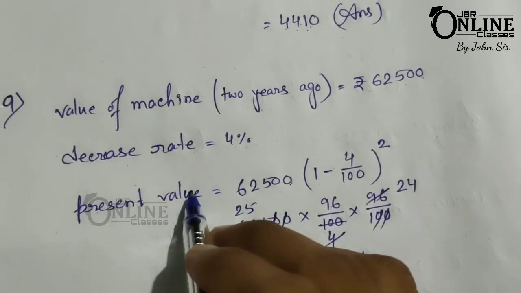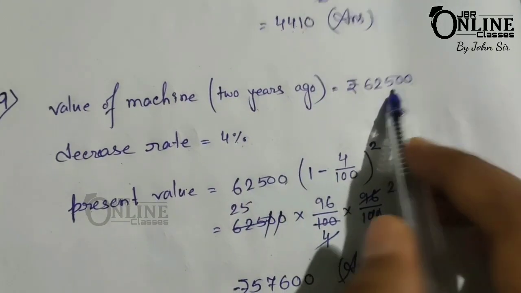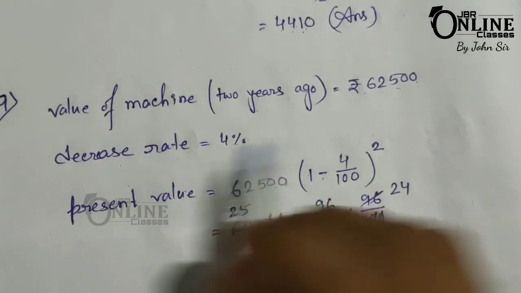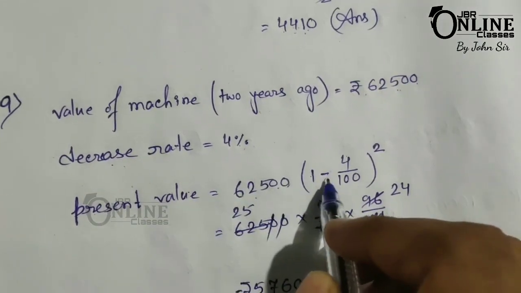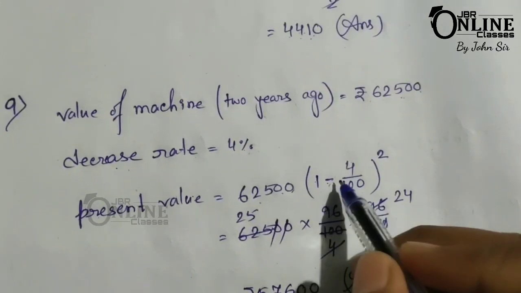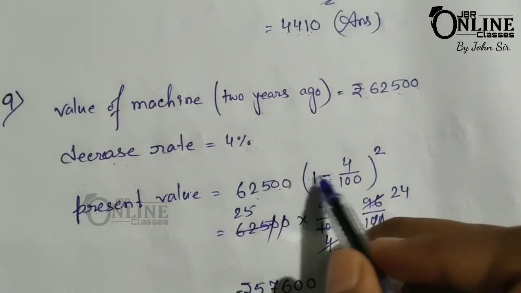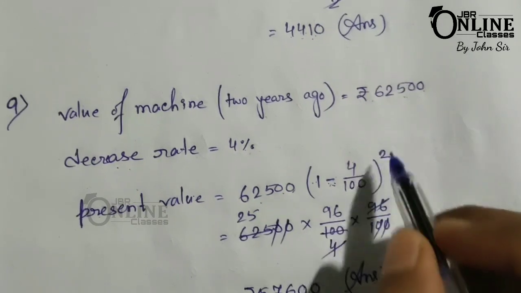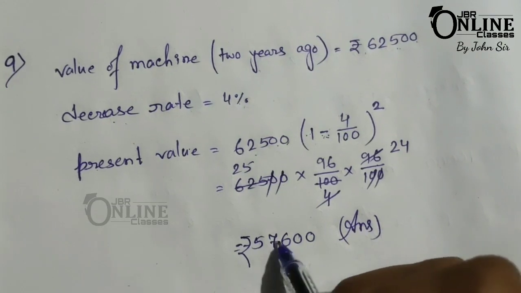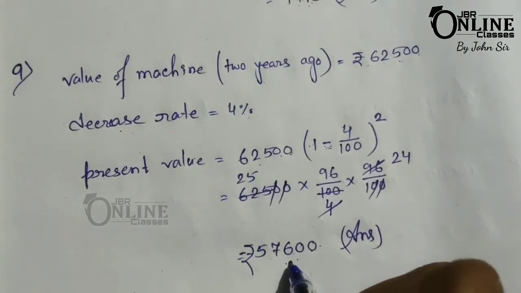So for the present value, we have to apply the decrease rate on this amount. So 62,500, and here 1 minus 4 by 100. Here minus for the decrease. As here it is the decrease rate, so here will be minus. If it were the increase rate, then it would be plus. Just remember that: if decrease, then subtract; if increase, then plus. So 62,500 into 1 minus 4 by 100, that becomes 96 by 100. As here square, write down 2 times, and after calculation you will get 57,600. So 57,600 is the present value of the machine.